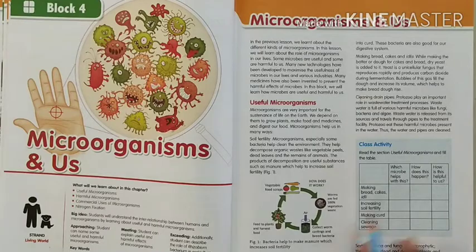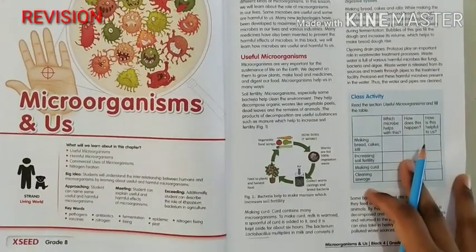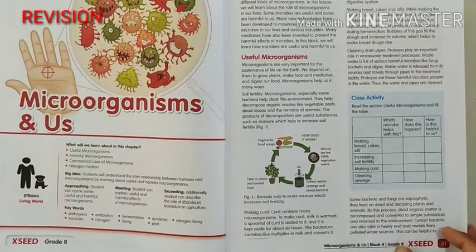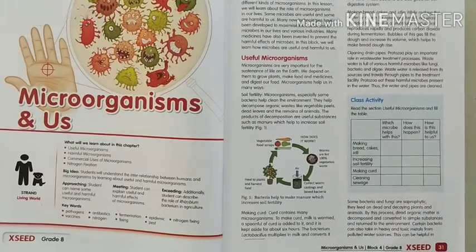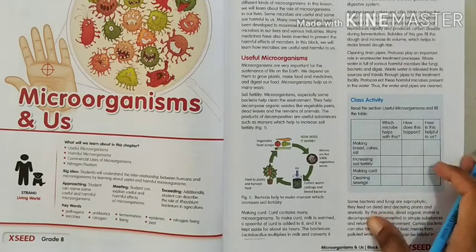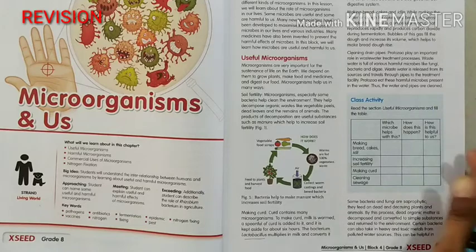And the second useful effect is it helps to make curd. To make curd, milk is warmed, a spoonful of curd is added to it. हम दही जब जमाते हैं तो उसके अंदर क्या डालते हैं? एक spoonful of curd mix कर देते हैं warm milk में, and kept aside for about 6 hours. Then the bacteria which is called lactobacillus multiplies in the milk and converts it into curd. Clear? And the third one is it helps to make bread, cakes and idlis.